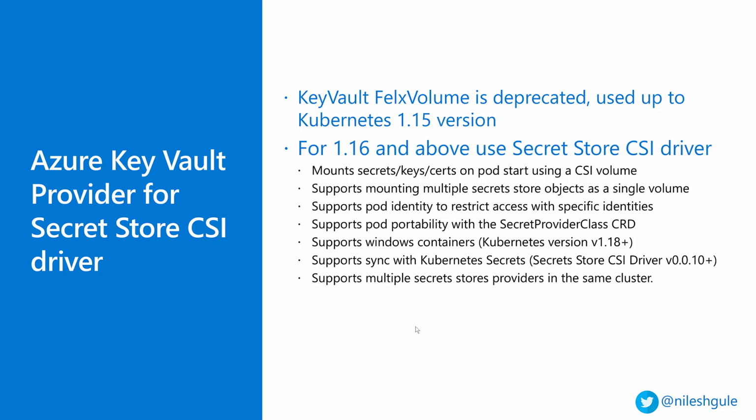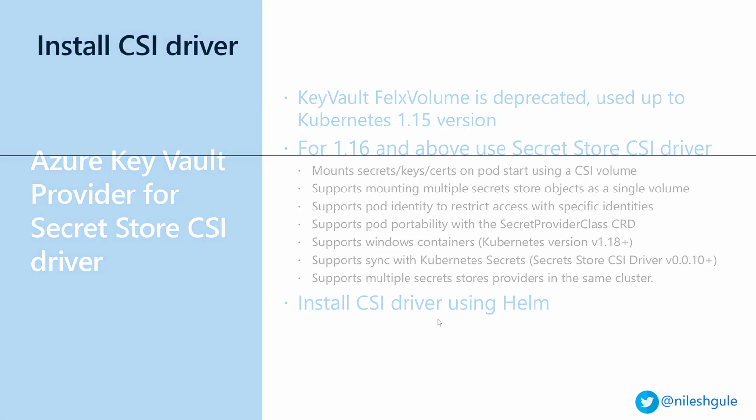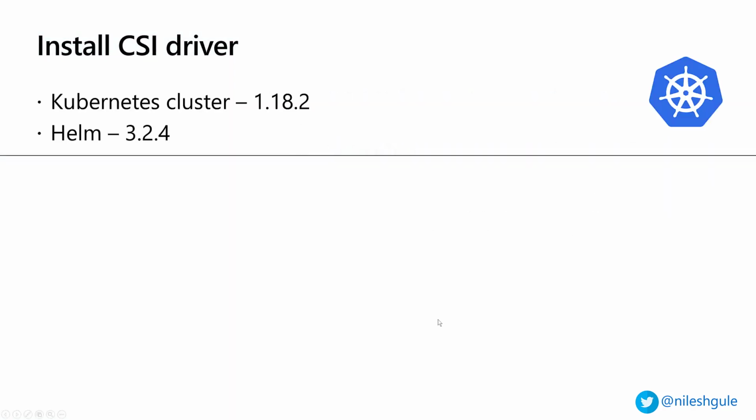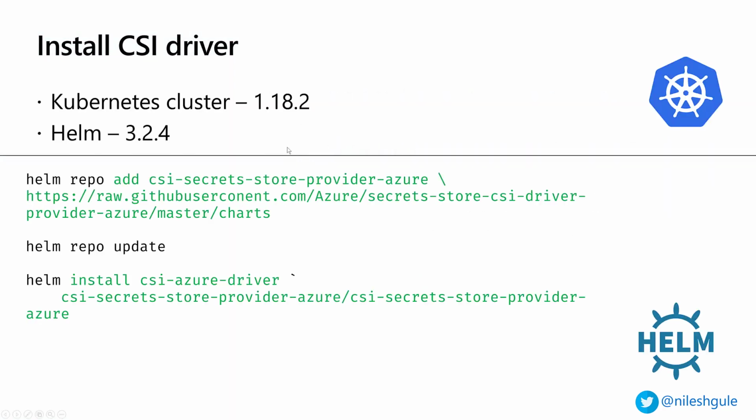And we could use 2 different providers in the same cluster using this CSI provider. In order to install the CSI driver, we used Helm, and we used a Kubernetes cluster with 1.18.2 version. In my case, I was using Helm 3.2.4. In order to add this CSI driver to my cluster, I have to add the repo, which I'm referring to directly from the GitHub URL.